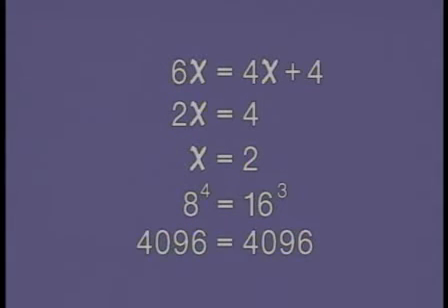We have 6x equals 4x plus 4, and we're back to a simple linear equation. We subtract 4x from both sides, we get x equals 2. We're not done, we need to check.